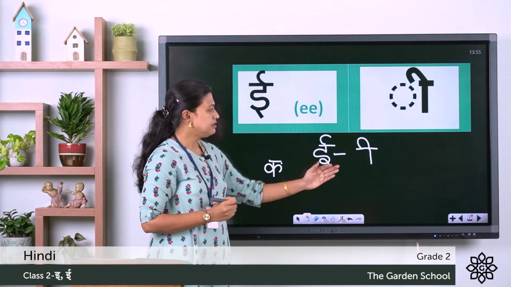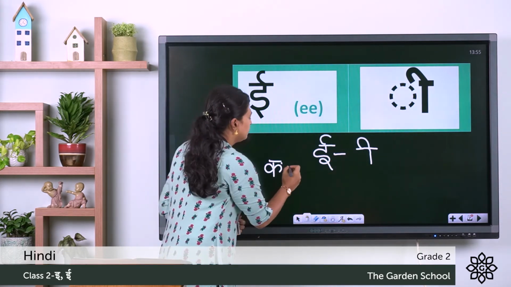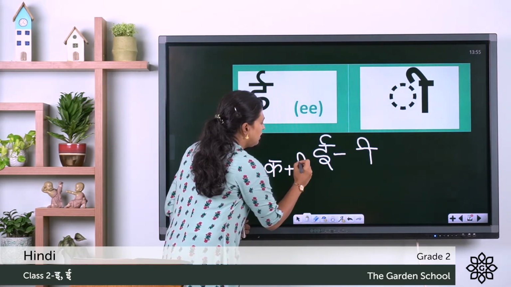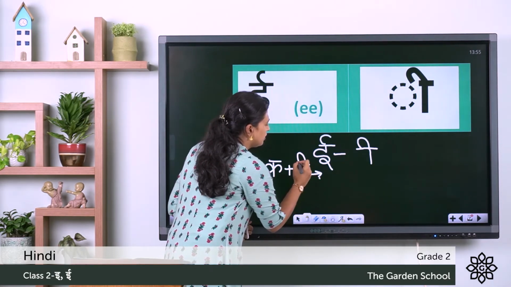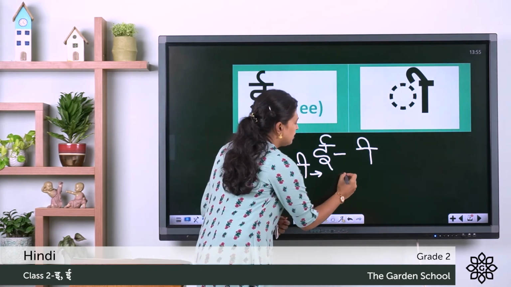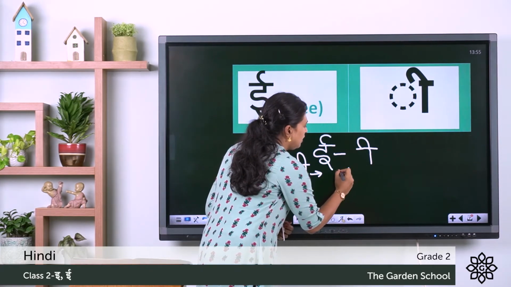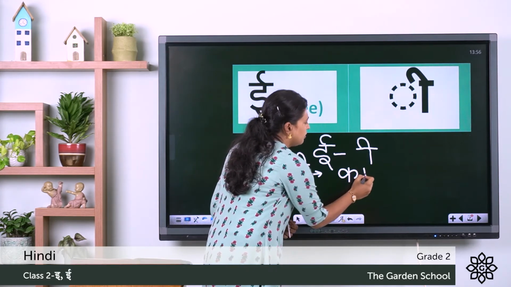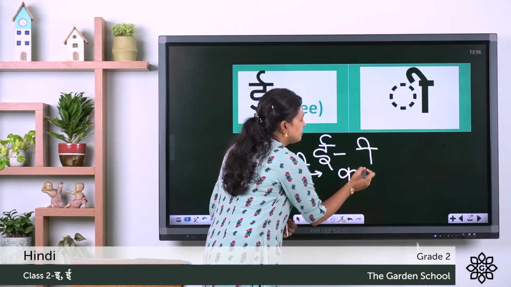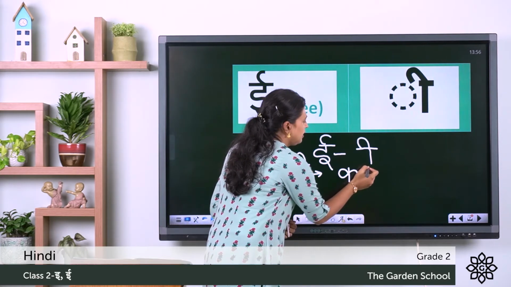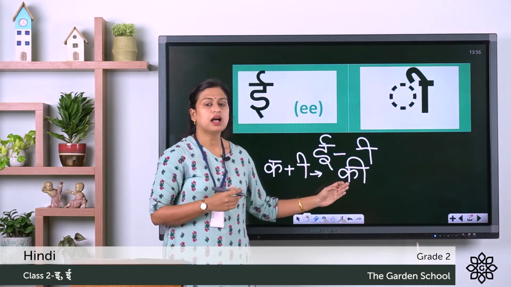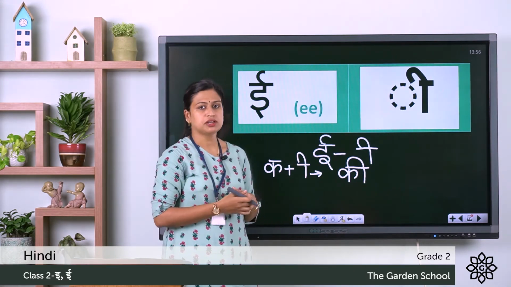So when we add this E ki matra, it is Ki. First you have to write Ka, after that you have to write the E symbol, that is, first you will write a standing line, a sleeping line, and on the top a roof. So this E symbol comes after the Vyanjanakshar.